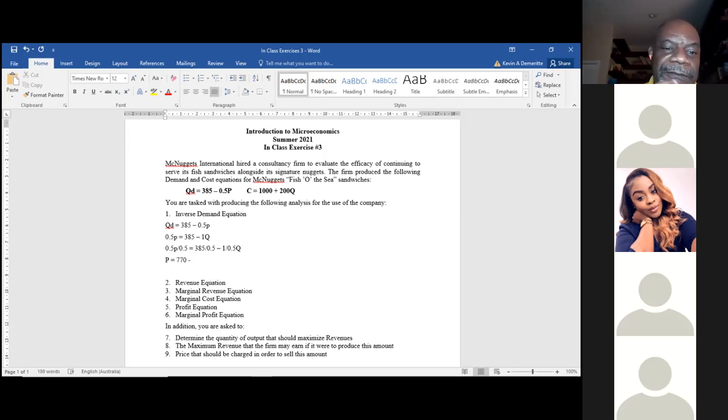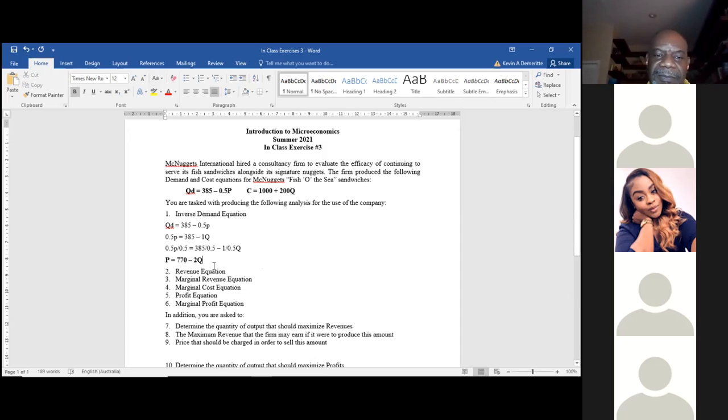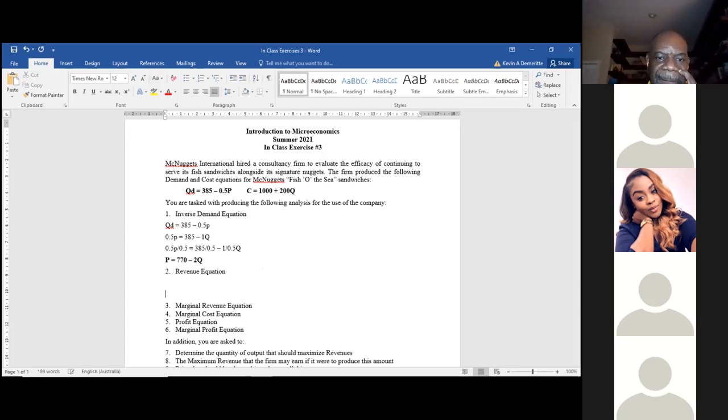And what's 1 divided by 0.5? Come on, you guys, I know that one. It's 2. So we end up with an inverse demand equation of 770 minus 2Q. Fine. What about our revenue equation?